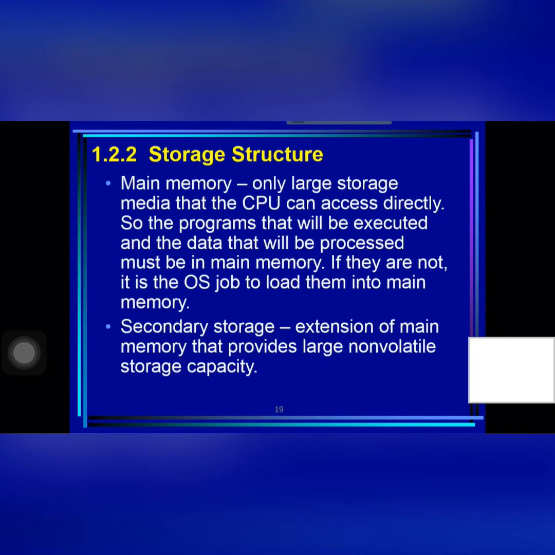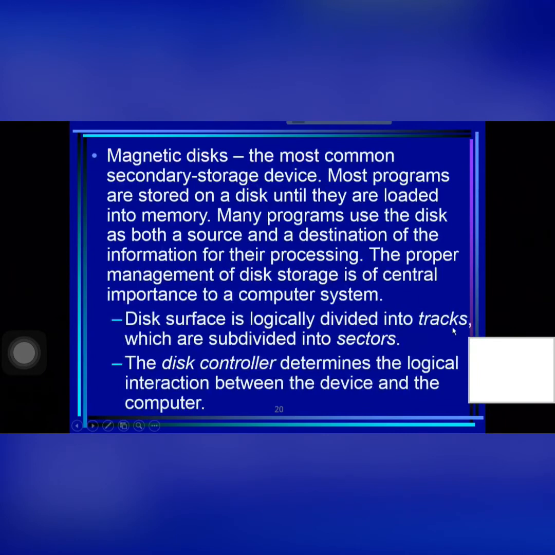The most common secondary device is a magnetic disk, which provides storage for both programs and data. Most programs are stored on a disk until they are loaded into memory. Many programs then use the disk as both the source and the destination of their processing. Hence, the proper management of disk storage is of central importance to a computer system.